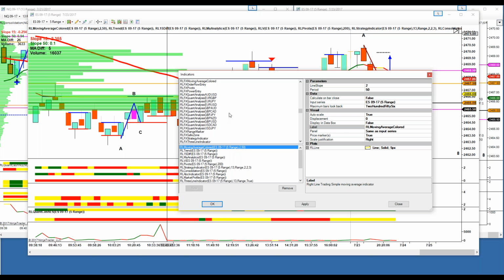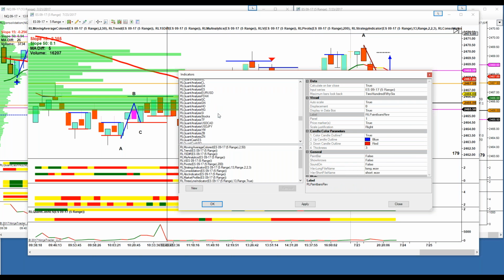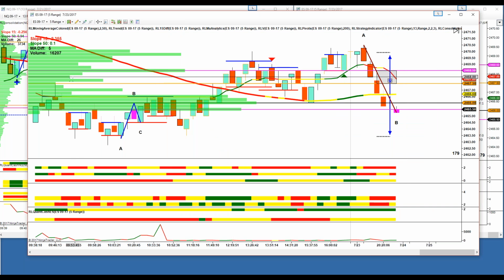These are all our quant lines. There's one for each market. Paint bars, we worked for a long time on these. They do not work. They do not increase the precision of our trading entries. That's it. So this is our trading chart.